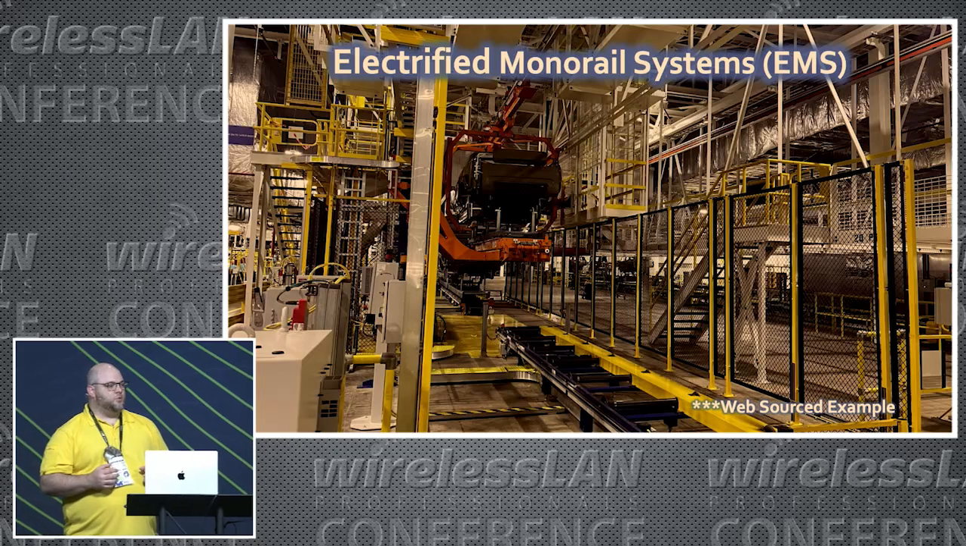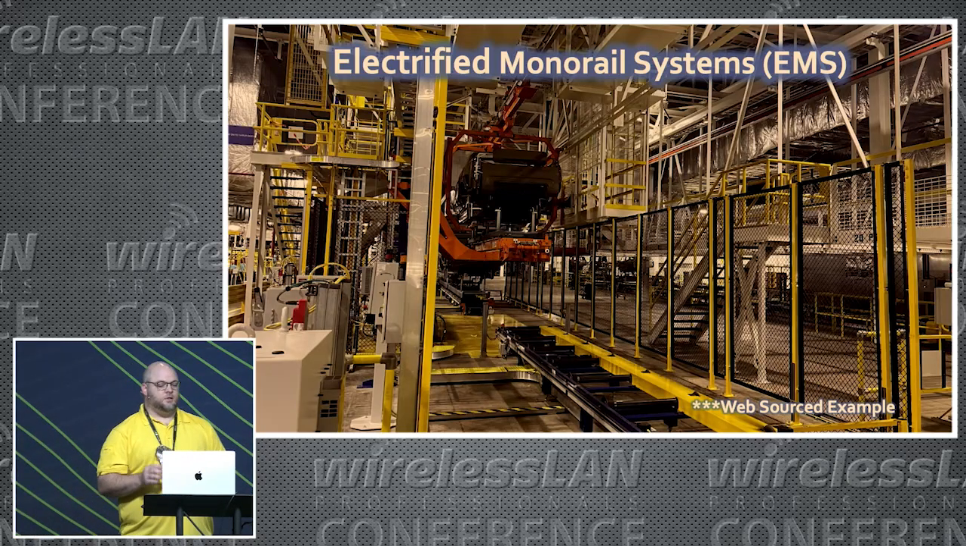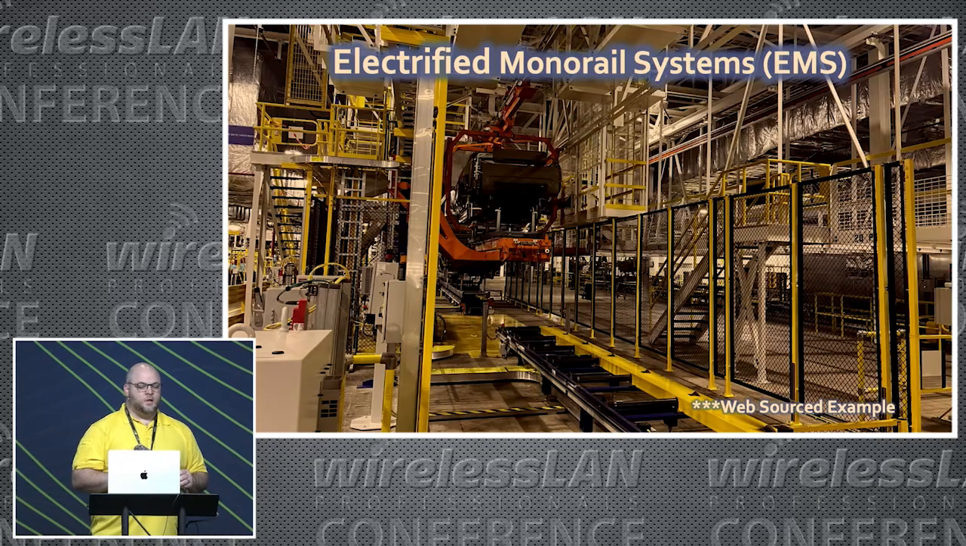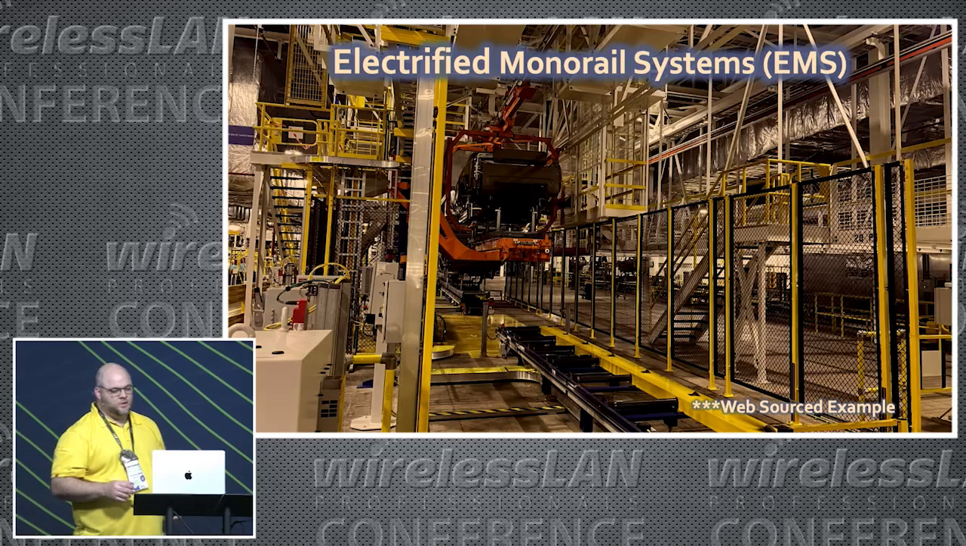Now, a really good example that encapsulates a lot of the problems that we see is something like this, an electrified monorail system. What this is, it's a suspended rail, you've got some high voltage electricity up there, and then you have an EMS carrier, which is the orange thing in the middle.